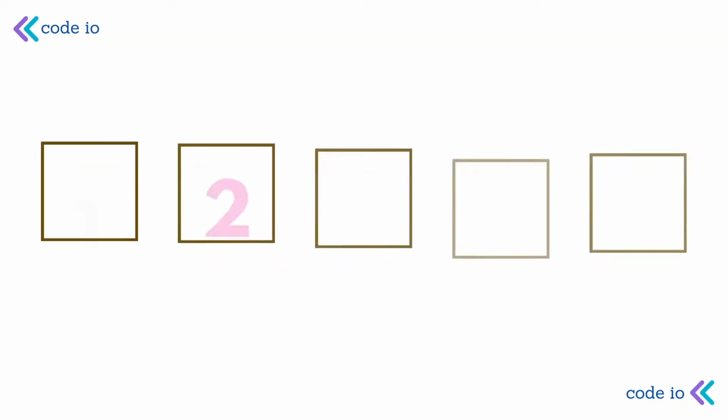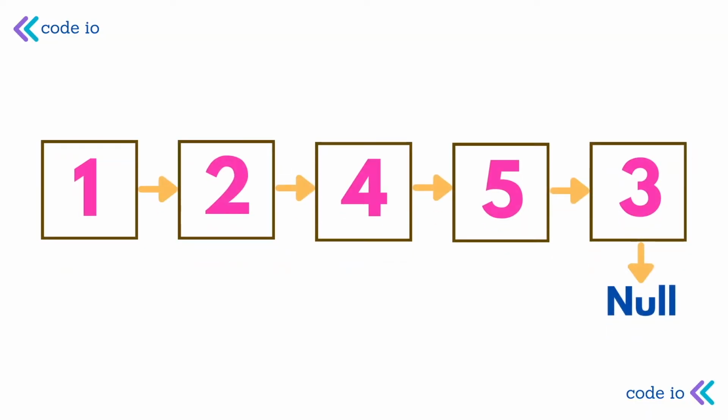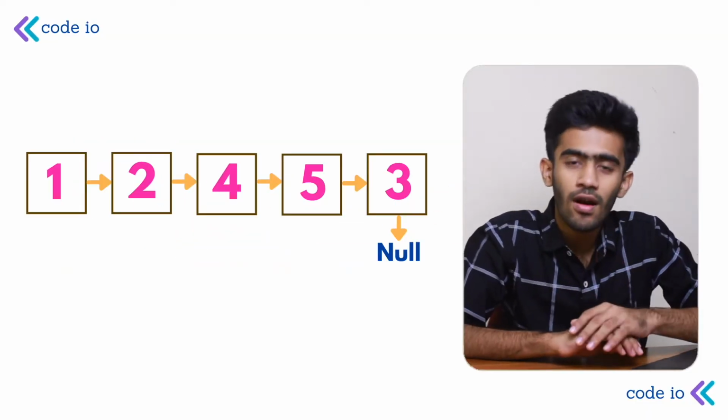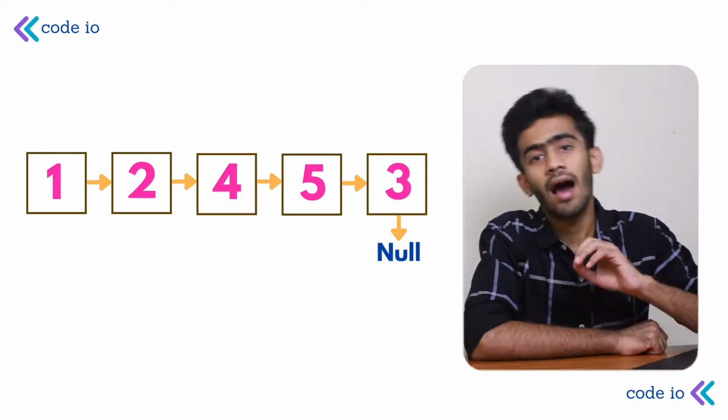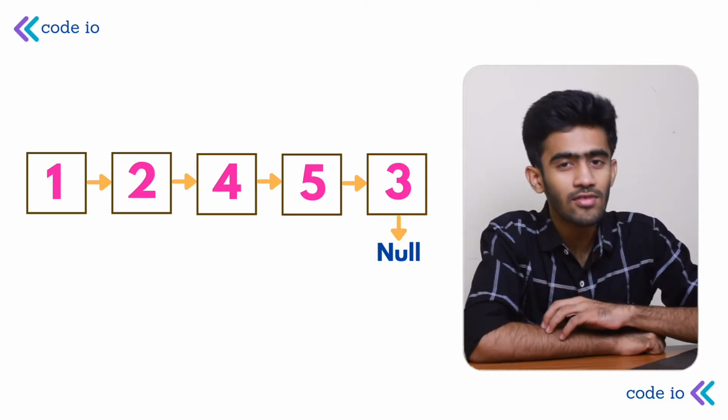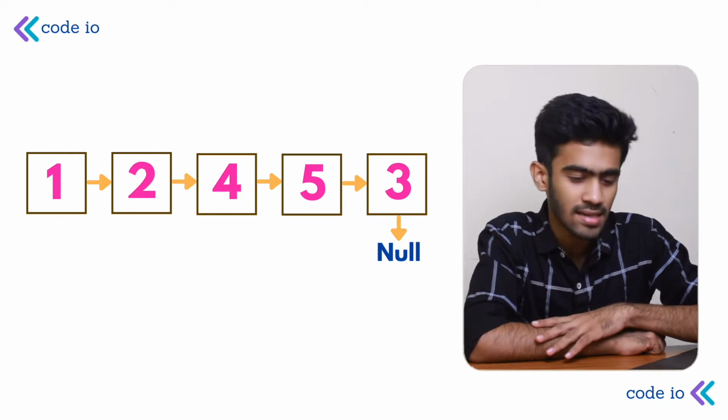This is a Zoho Amazon interview question. Now, let's get to the problem. Here we are given a linked list as input. 1 pointing to 2, 2 to 4, 4 to 5 and 5 to 3. Our task in this question would be to find the middle element of this linked list, which would of course give us the result as 4.